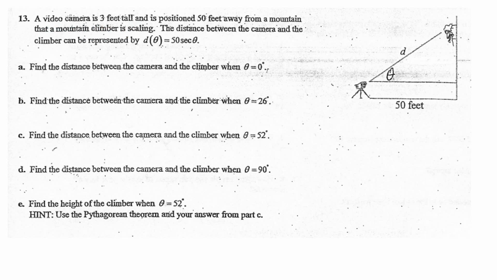A video camera is 3 feet tall and is positioned 50 feet away from a mountain that a mountain climber is scaling. The distance between the camera and the climber can be represented by the following equation. So as I'm scanning through the questions, we're all going to have an output of a distance between the camera and the climber, and we're all provided with an input that's in terms of degrees.